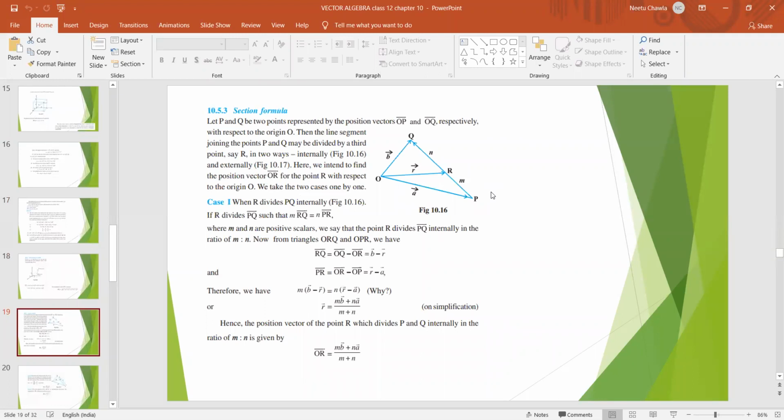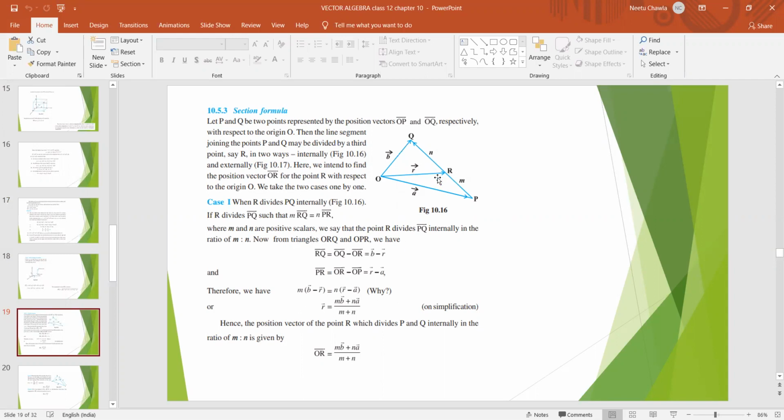And moving to the section formula. See here the section formula. Already we have done a kind of section formula in class 11th also, in class 10th also. Now here two vectors are there, A vector and B vector, and this R vector is dividing this vector PQ in the ratio m:n. And we have to find the value of this R vector. So see how we are going to find it out.